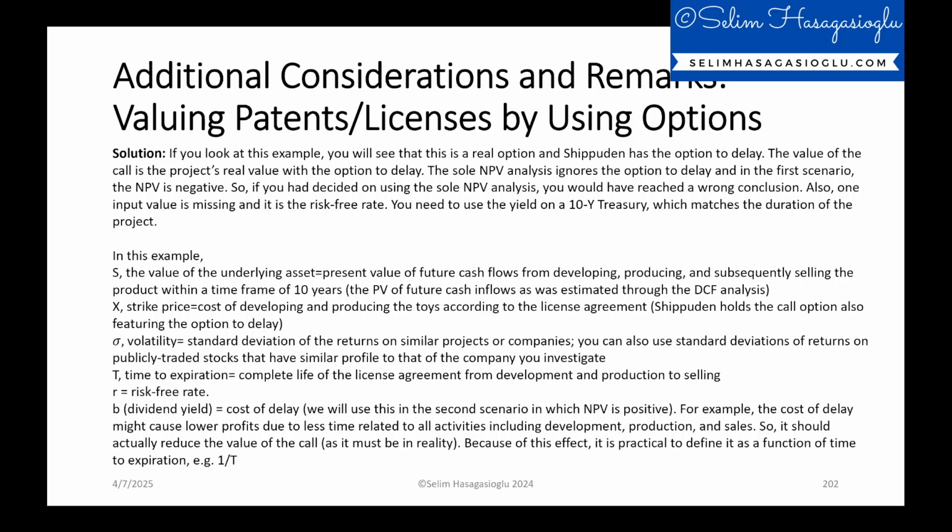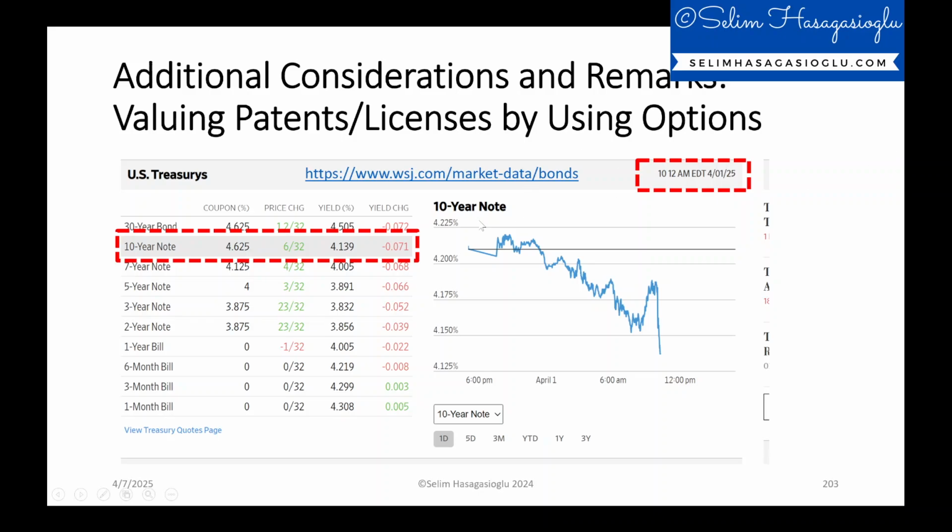For example, the cost of delay might cause lower profits due to less time for all activities, including development, production, and sales. So it should actually reduce the value of the call, as it must in reality. Because of this effect, it is practical to define it as a function of time to expiration, for example, 1 over T. So for the risk-free rate, the 10-year note yield is 4.139%.